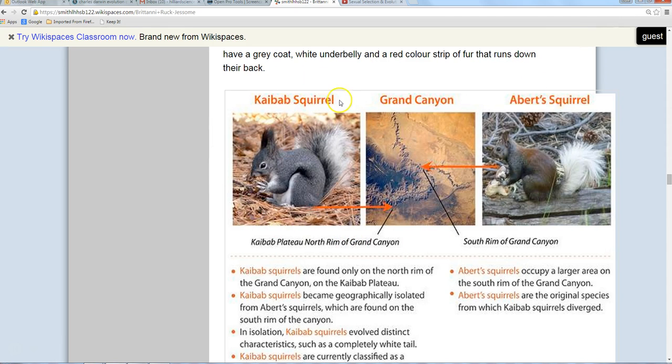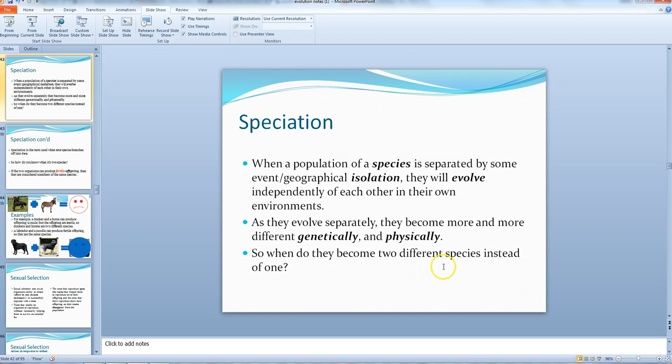So here you see the Kaibab squirrel, and they're actually found on the north rim of the canyon. You can see this satellite image here. It's actually inverted, so this is north and this is south. The Abert squirrel lives on the south rim of the canyon. You can see the two squirrels look very, very similar, although there are differences in their coloration. And the Kaibab squirrel has larger ear tufts than the Abert squirrel does. But again, they believe that these changes came about because of a geographic isolation that occurred. So that would be an example of speciation.